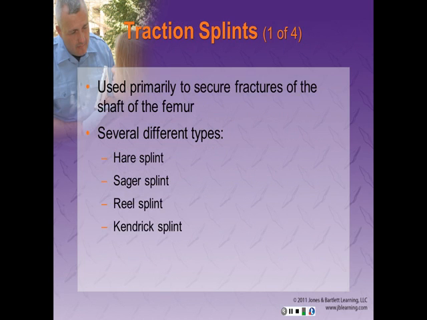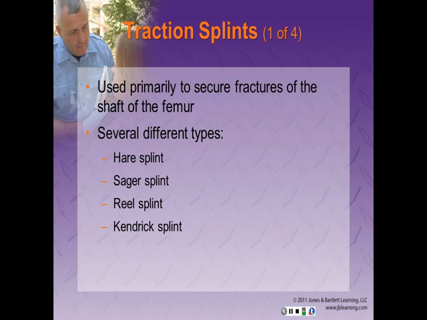Traction splints are used primarily to secure fractures of the shaft of the femur, which are characterized by pain, swelling, and deformity of the mid-thigh. A traction splint should not be used if the patient has an obvious injury of the knee or ankle, joint, foot, or lower leg. Several different types of lower extremity traction splints are commercially available, and these include the Hare splint, the Sager, the Reel splint, and the Kendrick splint.